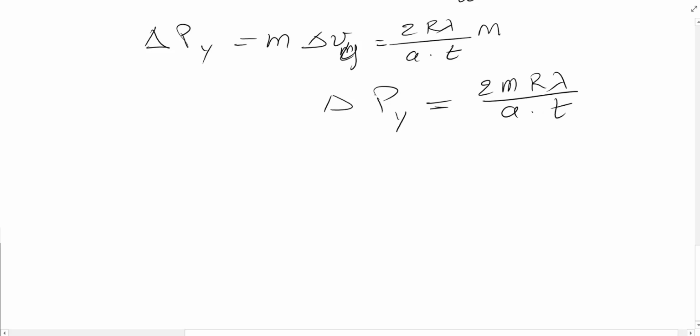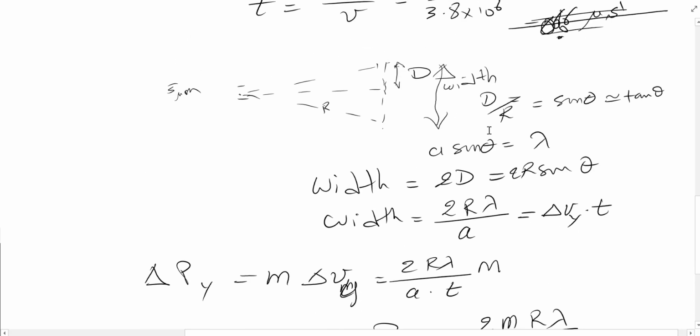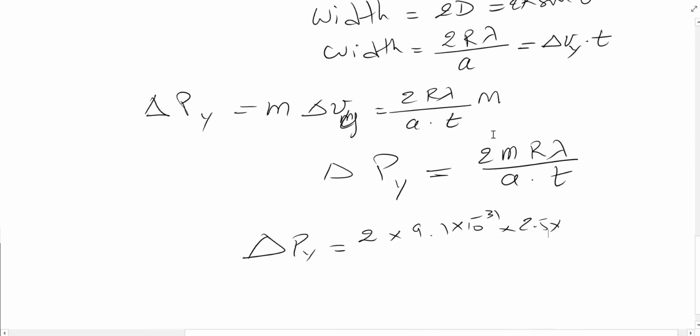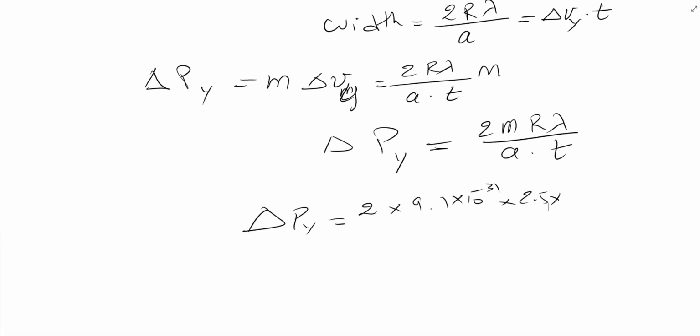So this is kilogram meter per second, which should be a momentum. So delta Py is going to be 2 times the mass of the electron, 9.1 times 10 to the negative 31 kilograms, times r, which is 2.5 meters, times lambda, and lambda we find it to be something 10 to the negative 10, which is about 2 times 10 to the negative 10. So I'm just going to put the estimates in here, divided by A, and A is 5 micrometer.